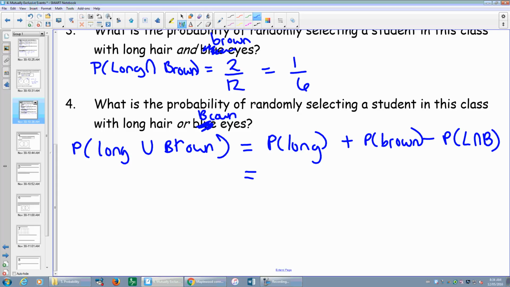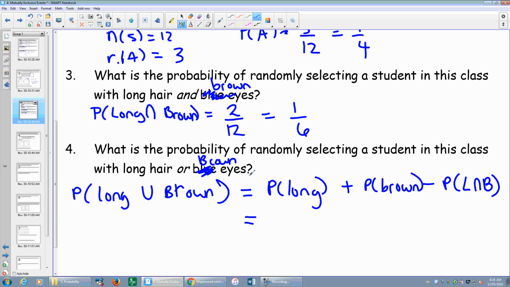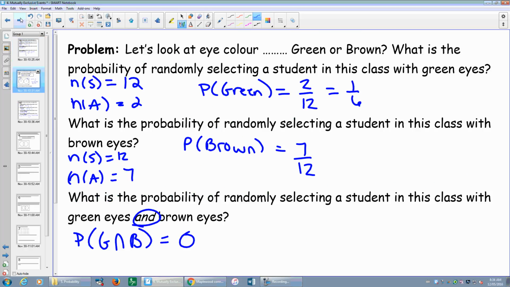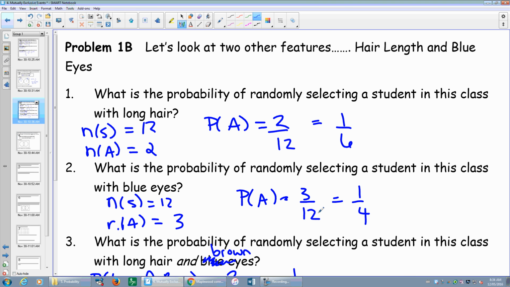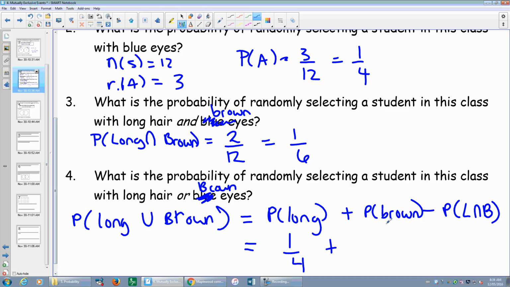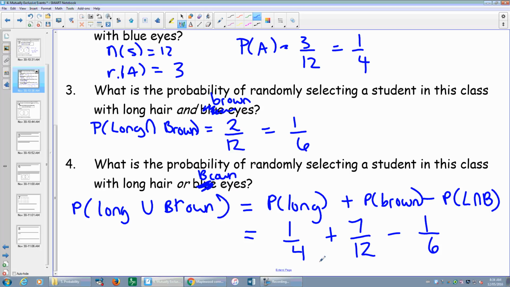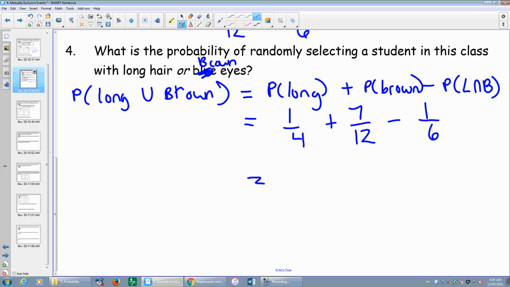So if I looked here, the probability of having long hair in this class was 1/4. Plus the probability of having brown eyes. What was my probability of having brown eyes? 7/12. Minus the probability of having long hair and brown eyes, which is 1/6. So when I put everything into consideration, Pat, what do I get for a final answer for the probability of long hair or brown eyes?